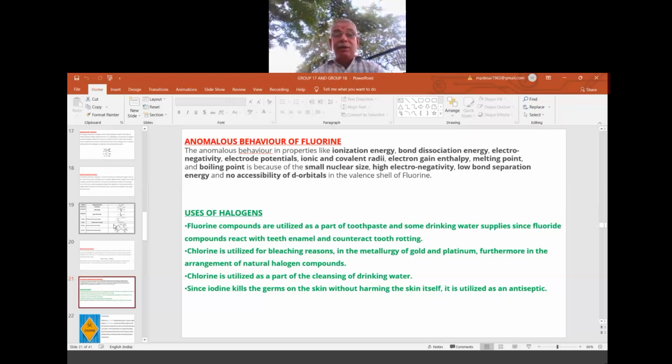So the anomalous behavior in properties like IE, BDE, all of those, what is it because of? Because of small size, high electronegativity, all the same reasons. One main reason is no d orbitals, no d orbitals. Right. Now, uses of halogen.